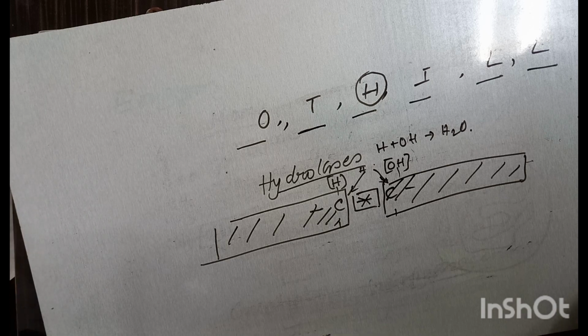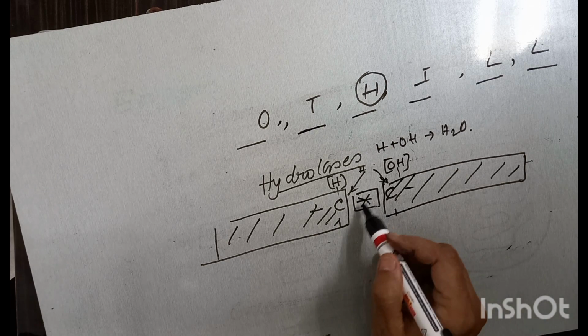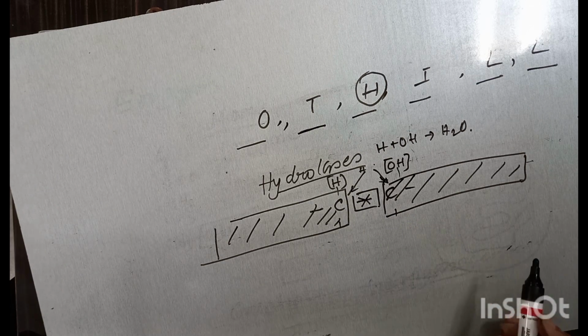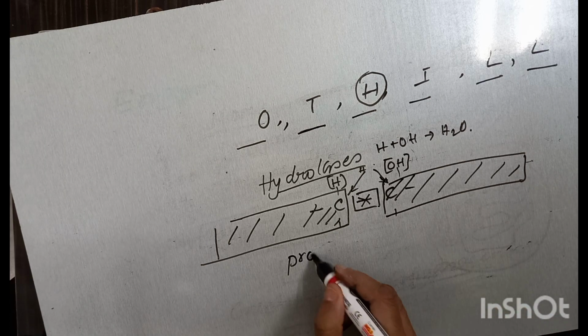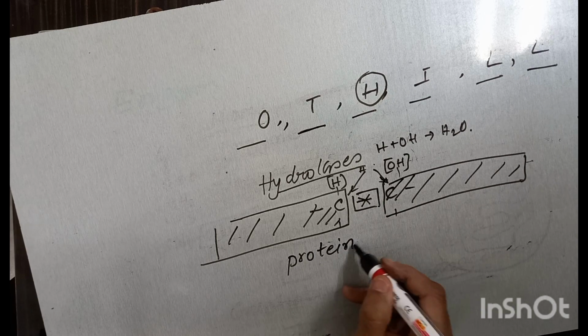So what are the different types of hydrolysis? By adding a water molecule, they can hydrolyze protein. Proteins are hydrolyzed by protein hydrolysis or peptide hydrolysis.